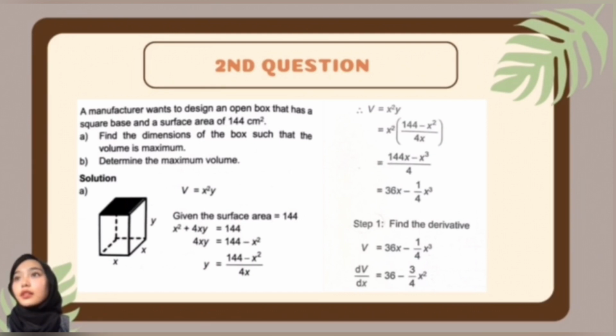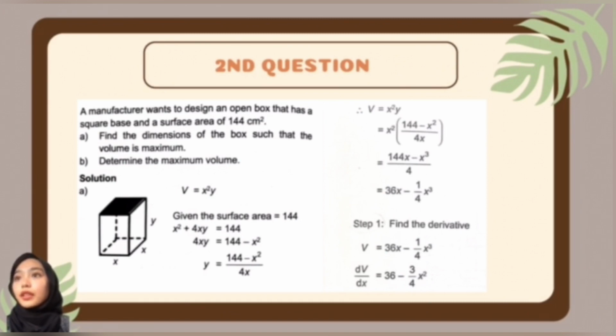V equals x squared times y. After that we add the y value, so it will be x squared in bracket 144 minus x squared divided by 4x, and it will be 144x minus x cubed divided by 4. After we simplify the equation, we can get 36x minus 1 over 4 x cubed. In this question, we need 3 steps: step 1, step 2 and step 3.